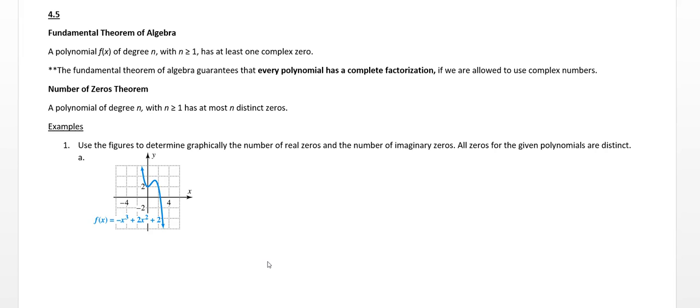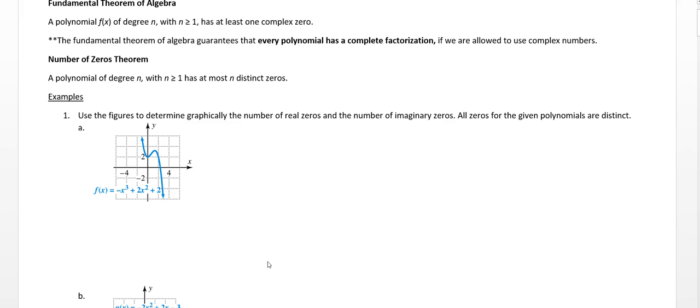The fundamental theorem of algebra guarantees that every polynomial has a complete factorization if we are allowed to use complex numbers. The number of zeros that a polynomial has is determined by the degree n. If the degree n is greater than or equal to 1, then it has at most n distinct zeros. Those zeros could be complex or they could be real. Let's take a look at an example.